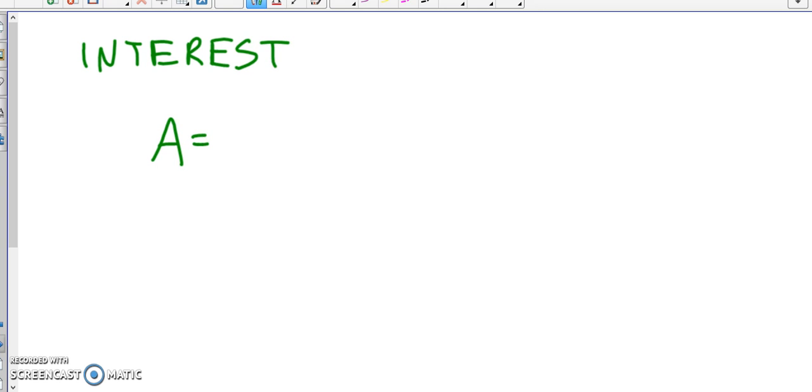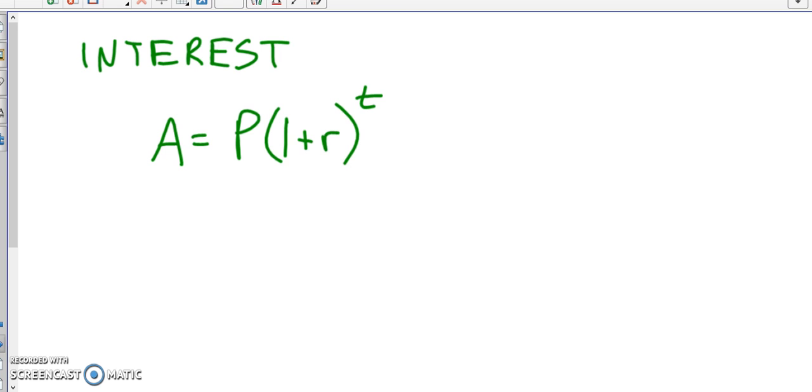So let's talk about interest. This is the kind of interest you earn on an investment. So, here's a formula for you. This is a bit more simplified than it usually is, but this formula is what we're going to start off with. A equals P times 1 plus R to the T.